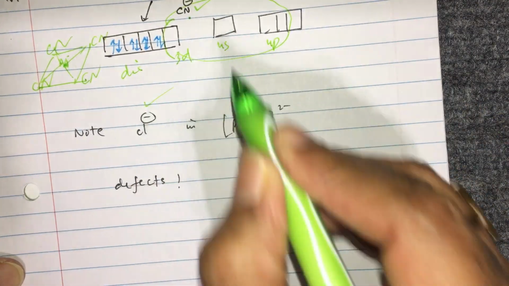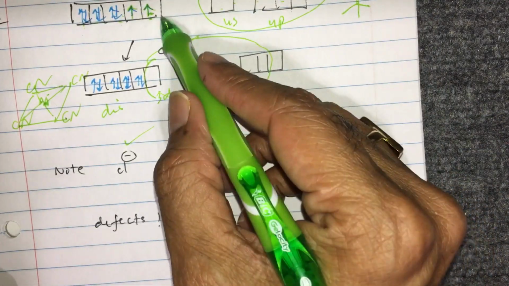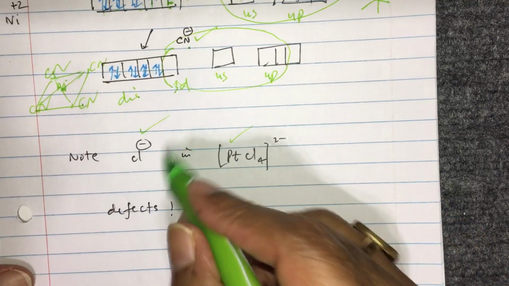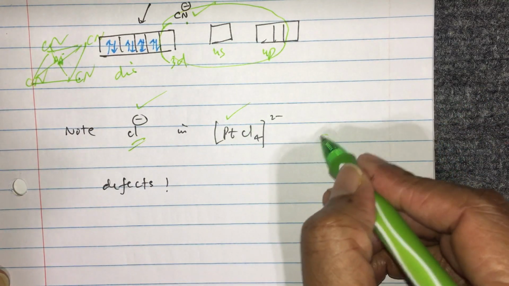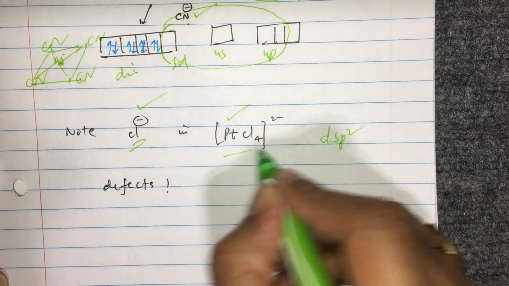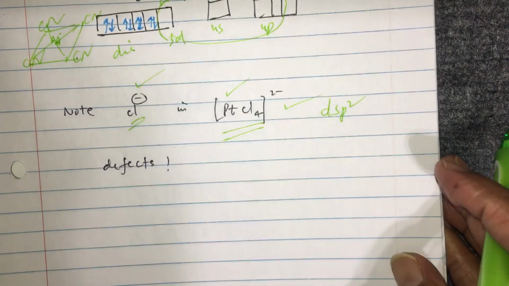Notice that the chloride ion can act like a weak field ligand for nickel. For platinum, it can act like a strong field ligand. So instead of sp3, it can generate dsp2 here. So tetrachloroplatinate is square planar.